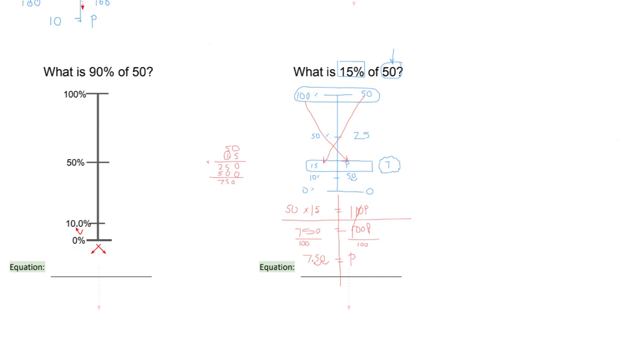Okay, looks like 7.50, like $7.50, would be our answer. We put it right back in the chart. And we compare to our estimate. Is 7.50 similar to 7? Yeah, it's just more accurate. That's my true answer. 15% of 50 is 7 and 50 hundredths, or $7.50.